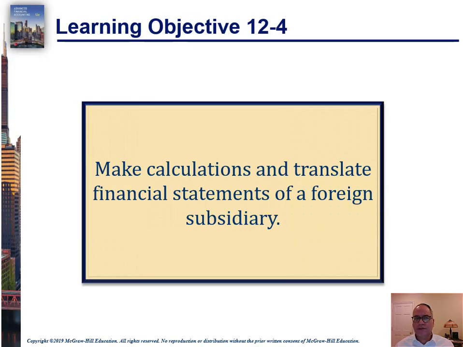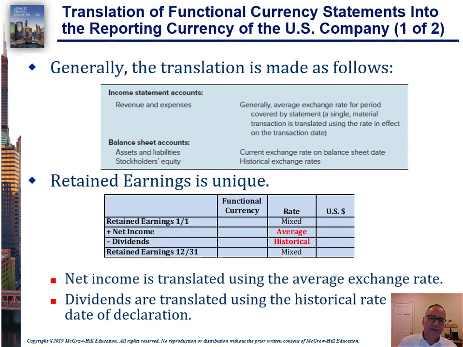Learning Objective 12-4 is to translate financial statements of a foreign subsidiary, and a few preliminary steps before we get into the example here. For revenues and expenses, remember, when the subsidiary uses its functional currency, the parent uses its functional currency, and they're different, you would need to translate from the subsidiary's functional currency into the parent's functional currency. And for revenues and expenses, you're generally going to use the average exchange rate for whatever the period is.